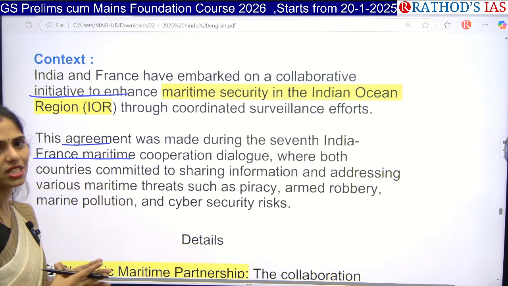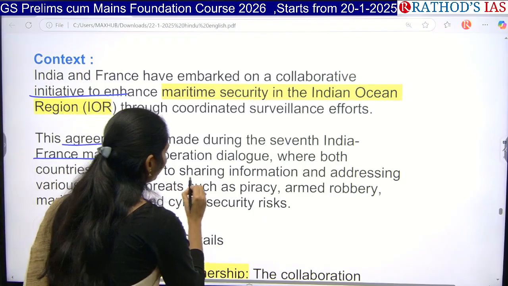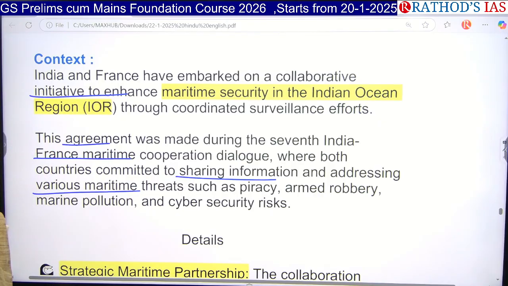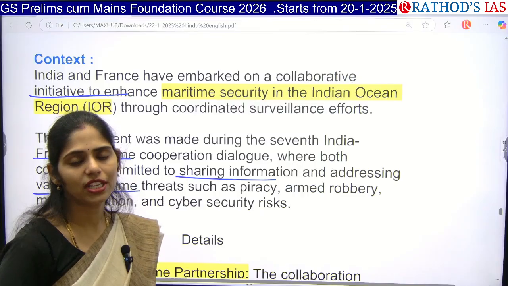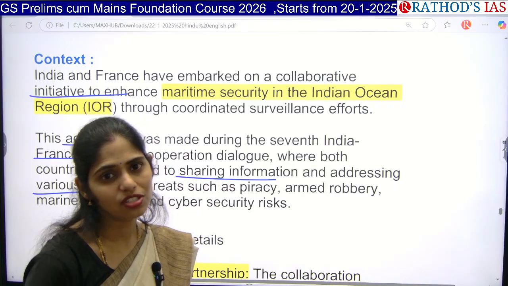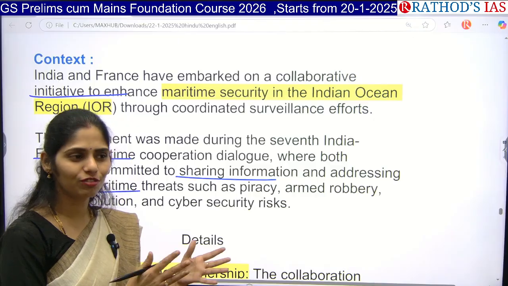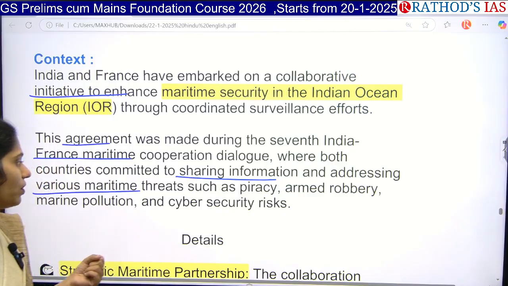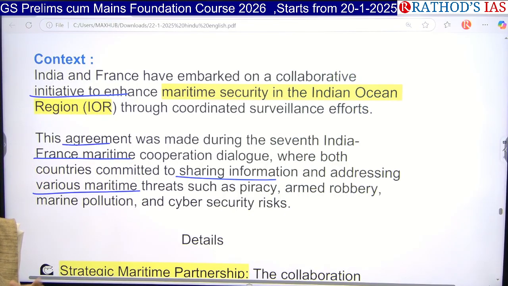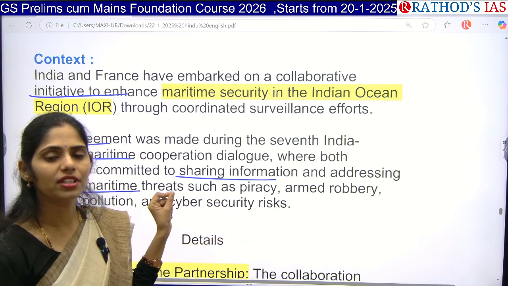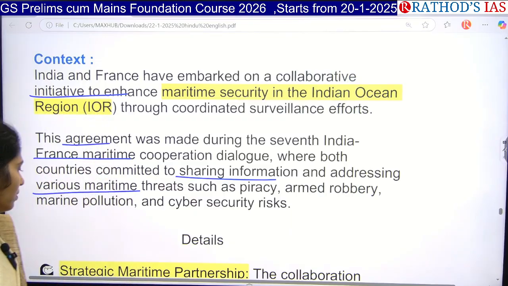Especially through this agreement, we are going for sharing of information as well as addressing various maritime threats. Even our defense minister gave a statement in the recent past that there is an increased threat in the Gulf of Aden as well as the Red Sea, right? If you go back to your earlier current affairs, that is a statement given by our defense minister. Yes, we obviously have threats like piracy, armed robbery, marine pollution and cyber security risks. To address all these, we need this kind of maritime cooperation.